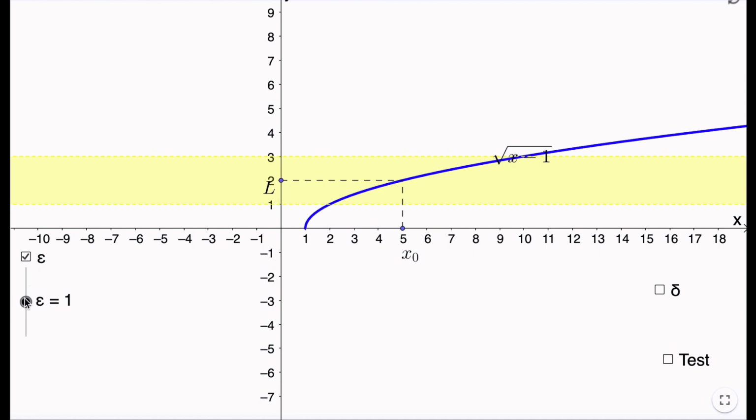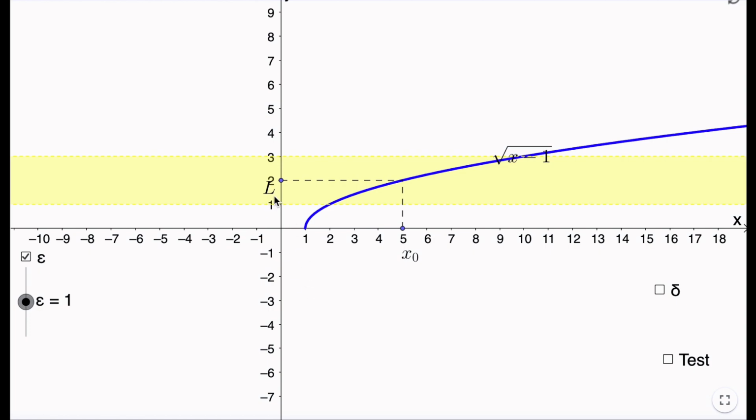Now, I can change this distance by using the slider. So if I want to make it a half, I can make it smaller, and then I only go out to 2.5 and down to 1.5. But for simplicity's sake, I'm just going to keep it at 1. But just know that you can change that distance.